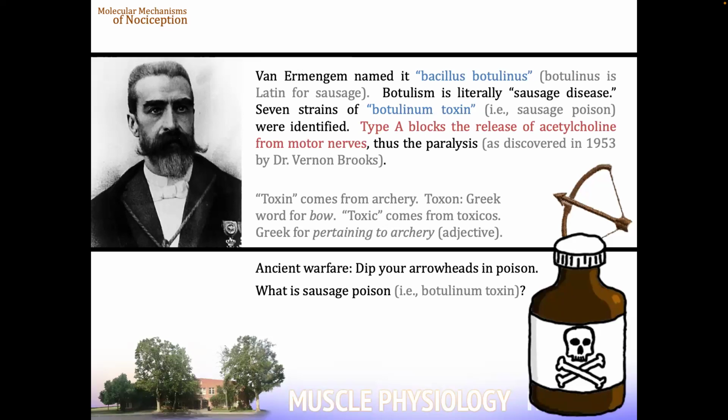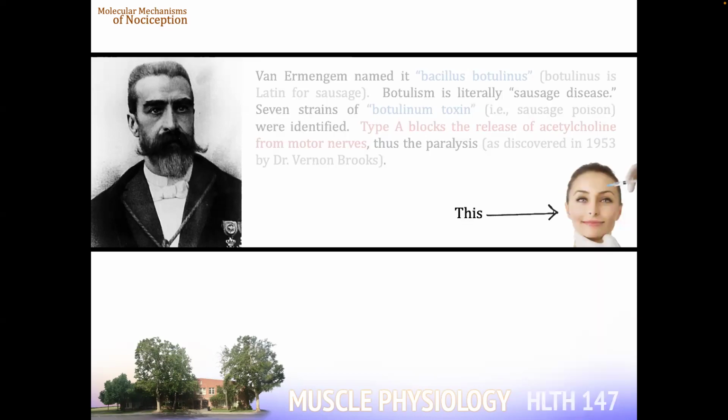But that was right at the end of the 19th century, the 1890s. Fast forward a century, into the 1990s, and sausage poison is just rampant in Hollywood and elsewhere, but on purpose now. So what is it, right? What is this compound that Americans alone are spending $2 billion every year on? What is sausage poison? Botox, right?